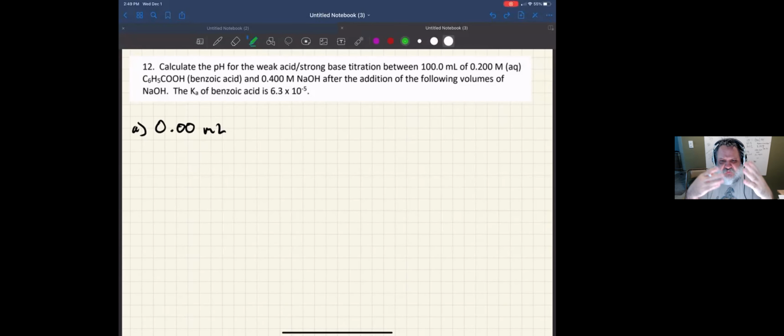Okay, here we are. We're at the end of the weak acid equilibrium chapter, and we have the big denouement question, the big question that says, if you can answer this one, then you've got it all figured out. This is a question about the titration between a weak acid, benzoic acid, and a strong base, sodium hydroxide. It's going to ask you what the pH of the solution is after particular additions of a particular amount of the base.